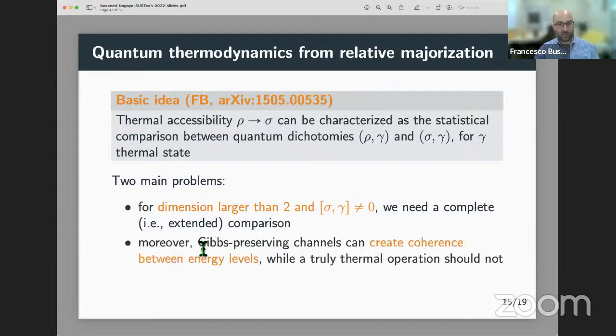Another problem is that Gibbs preserving channels can create coherence between energy levels. So if I only look at these two dichotomies, the problem is to transform rho into sigma, keeping gamma invariant. The problem is that these channels, which are called Gibbs preserving, can create coherence between energy levels. And people say that this is a problem. So how can we manipulate a thermal operation in this way?